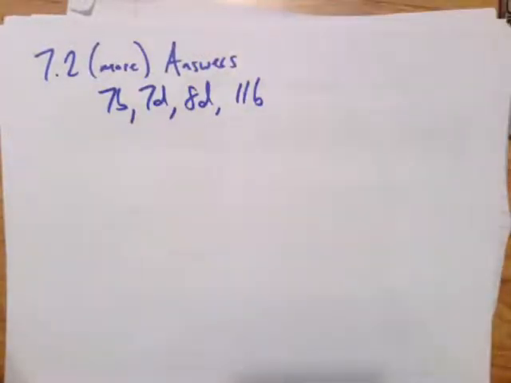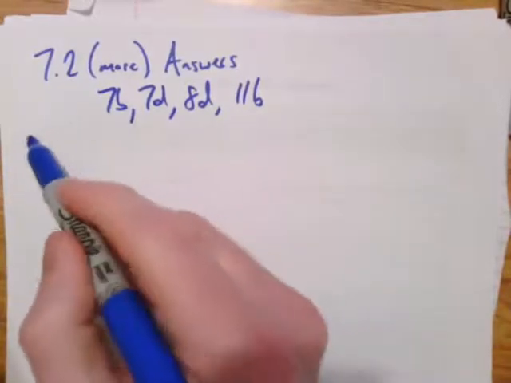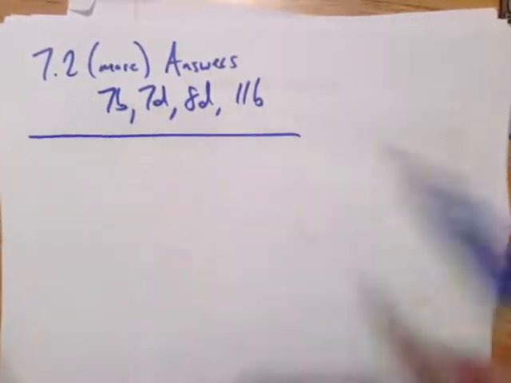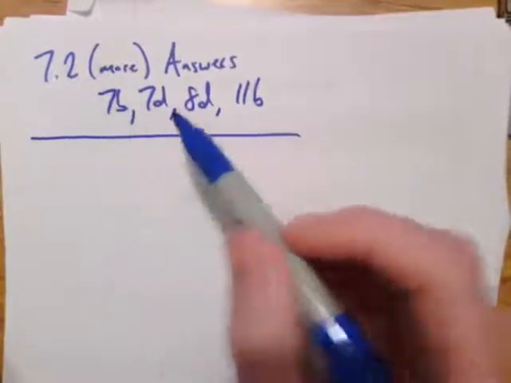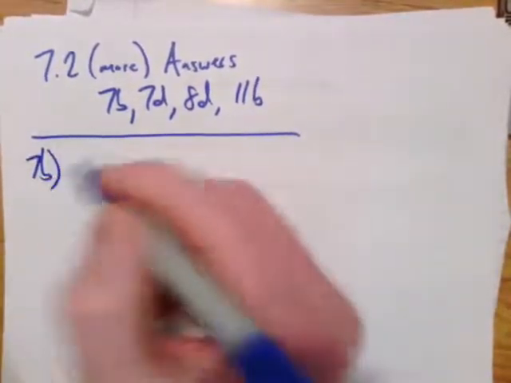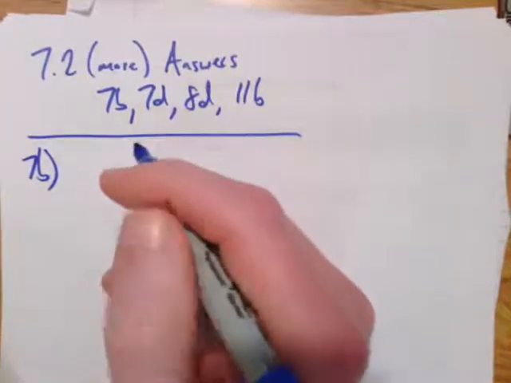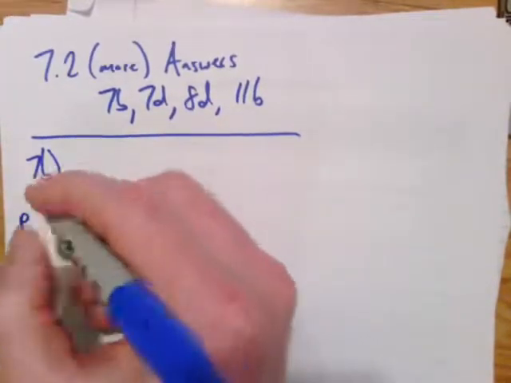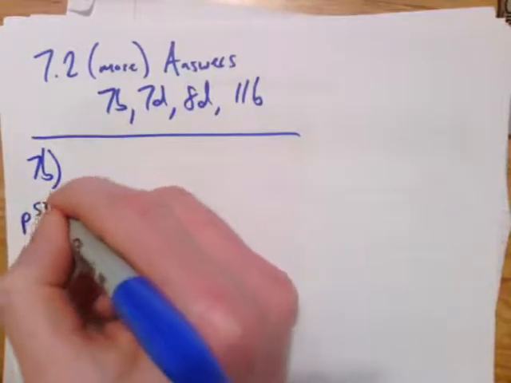All right, friends. I haven't had any requests for anything from 7.3, which was today's lesson, so we're going to look at 7.2 because I've been asked to do these 4 questions. So here we go. 7b, which is on page 539.